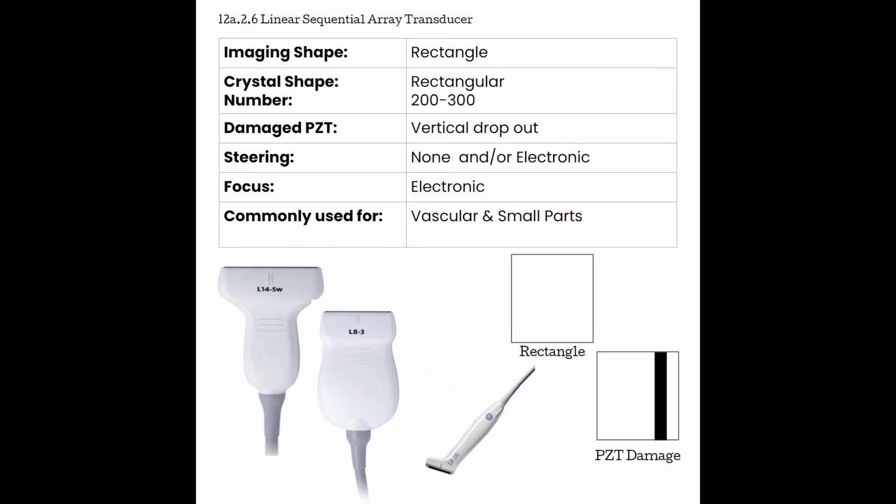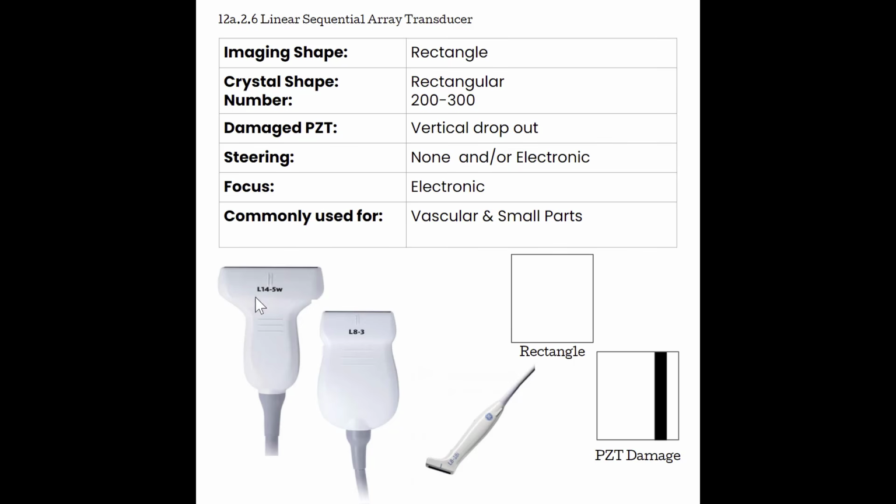Just like our sequential linear, if one of those crystals were to become damaged, we would notice a vertical dropout in our image. And the steering that is used for the linear sequential array is typically going to be no steering for our normal B mode, but it can use some electronic steering for other applications that are used with this transducer. And I'll show you that in a minute here. The focus on these is also electronic, and we commonly use these types of transducers for vascular and small part work.